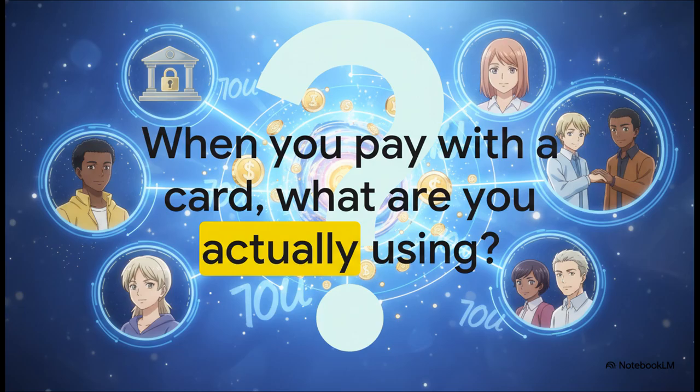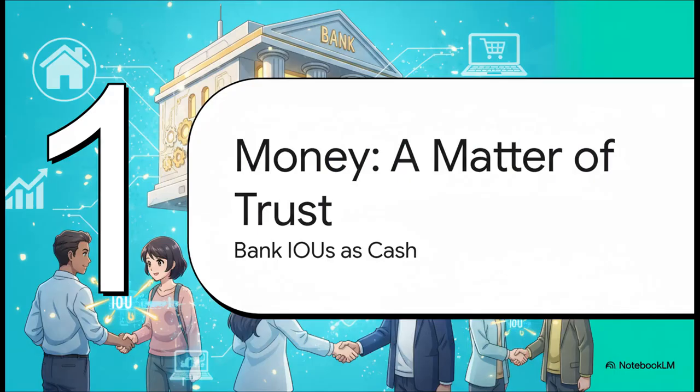Okay, think about the last time you bought a coffee. You just tapped your card and that was it, right? But what did you actually hand over? It wasn't cash. So, what exactly is that number in your bank account that just went down? Let's figure it out. The whole system, really, it all boils down to one powerful idea: trust. The reason those digits in your bank account can buy you a real cup of coffee is simply because everyone involved trusts the bank. So let's break down what that really means.